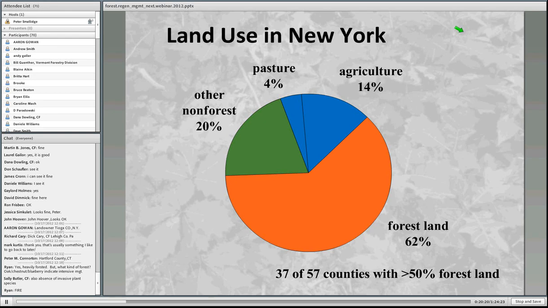Then there's some non-forest land, pasture land, and then agricultural land. And in New York, of the 57 counties, more than 50% of those are more than 50% forest land. So New York is a forested state, which people from away from New York, who often think of New York City, can't imagine that there are actually trees in the state.